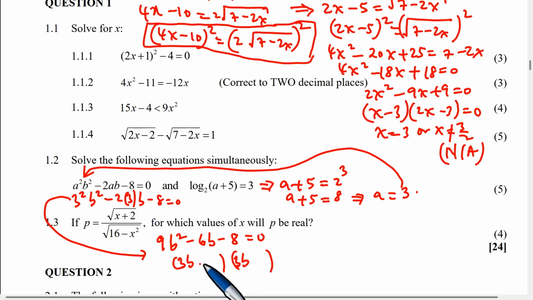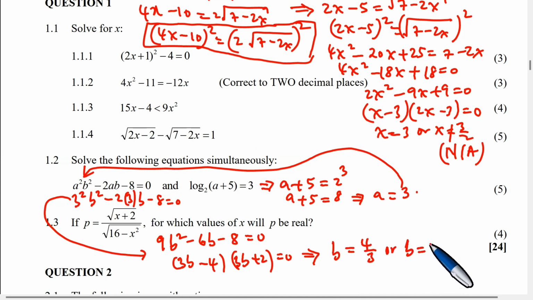And then now you have the factors of minus 8 are minus 4 and plus 2, and this result is 0. This implies, therefore, that b is equal to 4 over 3, or b is equal to minus 2 over 3. Okay, so that's the answer. So next question.